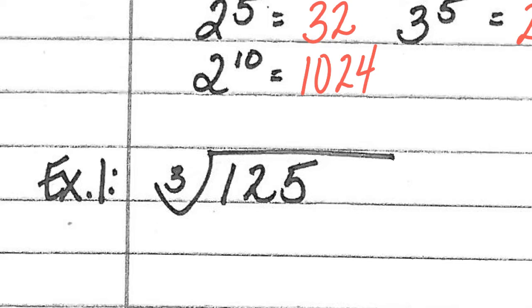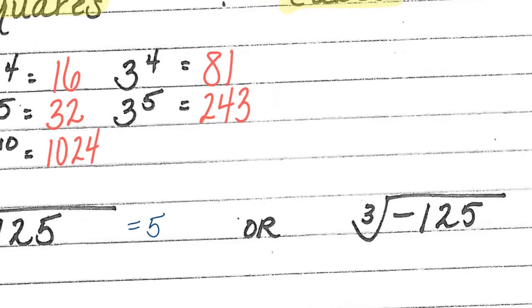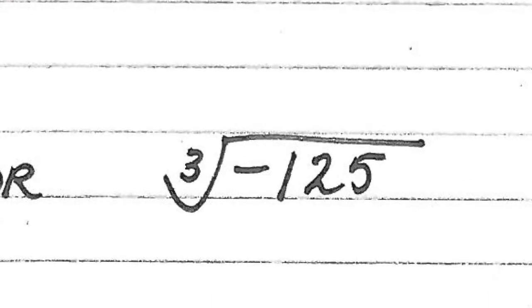The cube root of 125. You should know this one by heart because I did have you memorize it. What is the cube root of 125? Good, it is 5. Now, what happens if we have the cube root of negative 125? Does this work out? Is negative times negative times negative a negative? Yes, it is. So in this case, it's going to be negative 5.